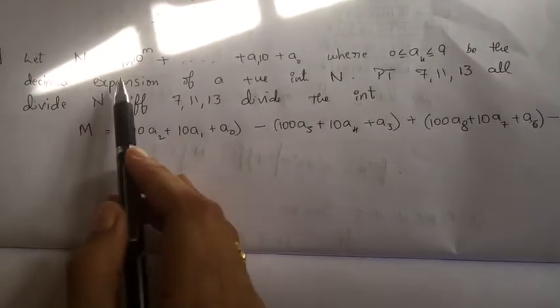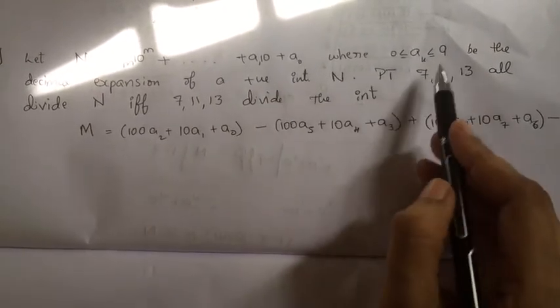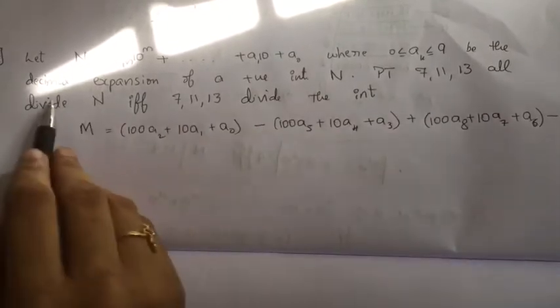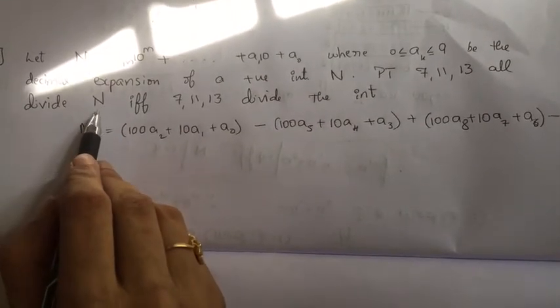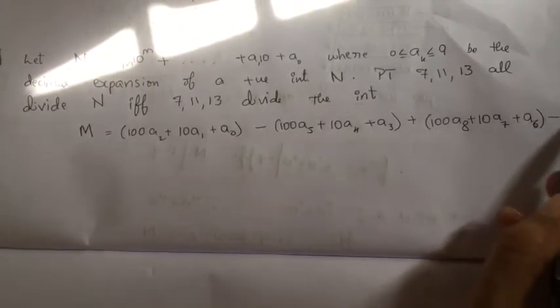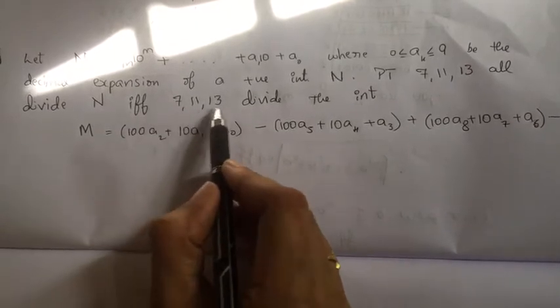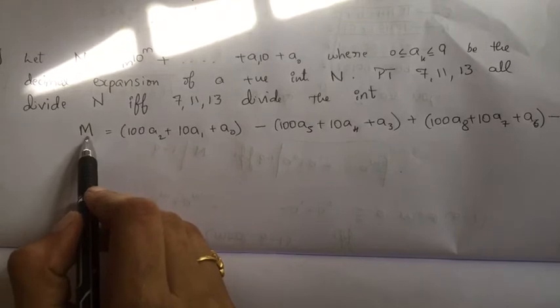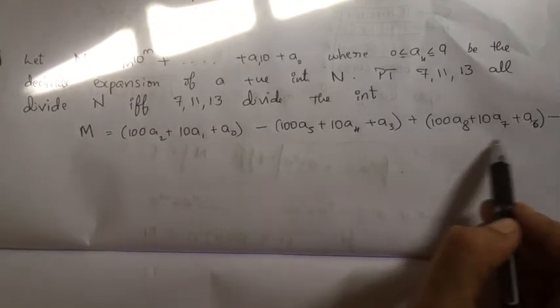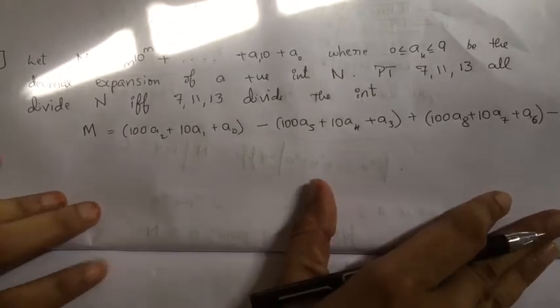So let us go. Let n be represented in the decimal expansion. Prove that 7, 11, 13 all divide the integer n if and only if... usually the continuation will be given with the expression. In this case, it is said, if and only if 7, 11, 13 divides this m, and m has got this expansion or this expression. Okay, let us see how to do this.